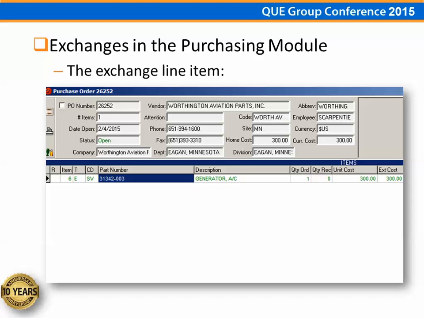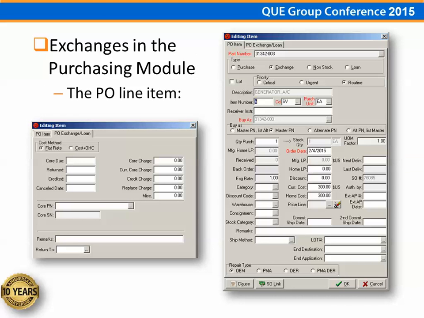So this is just an example of a line item on a purchase order. It's going to be the E-type transaction. That's going to be your exchange. When you look at the item itself, you're going to see your type options at the top. You're going to pick exchange. And I just want to note that here, make sure you're linking to your sales order. That'll drive that functionality.